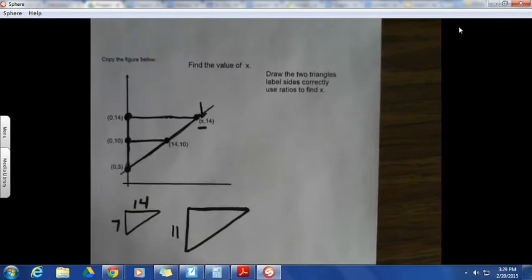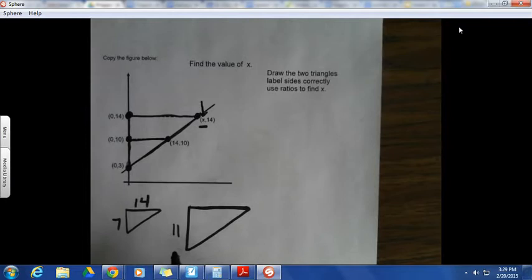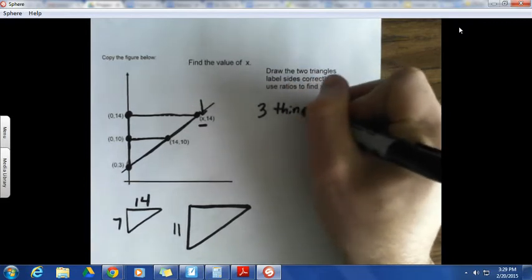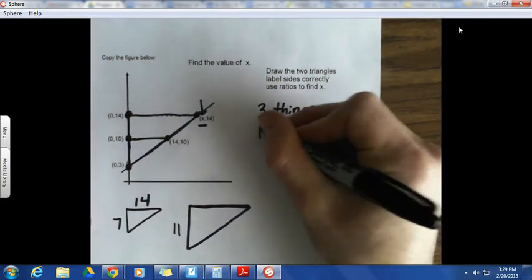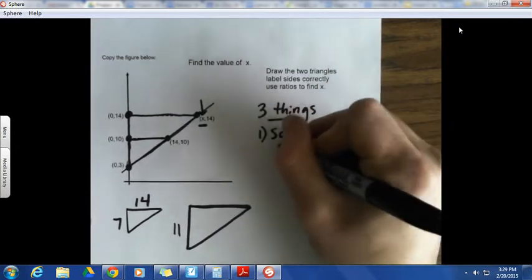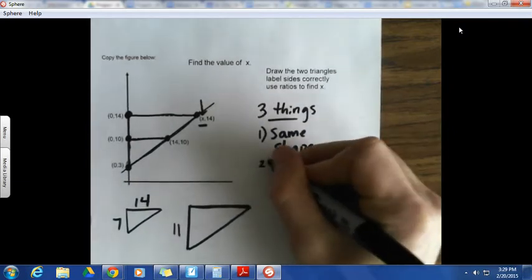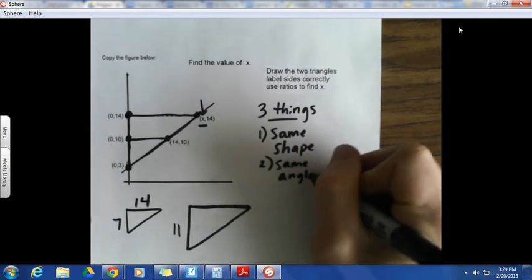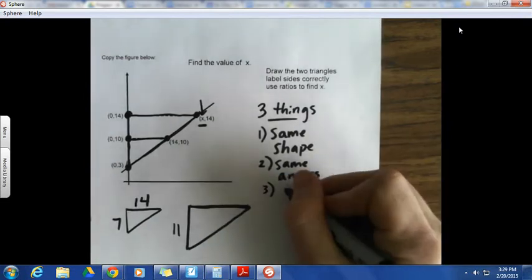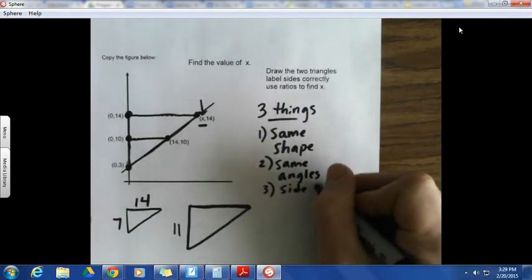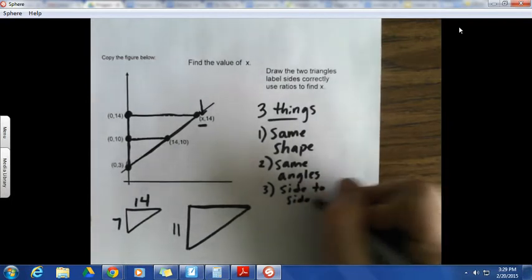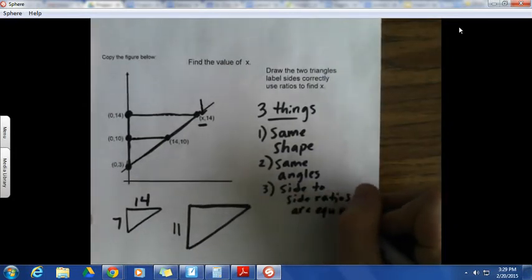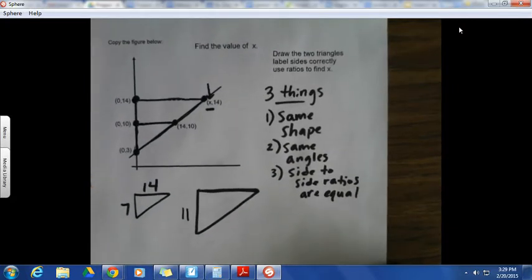Well, we use what we know about side-to-side ratios. These are similar figures, so we know three things about them. One, same shape, which these are. Two, same angles. And three, side-to-side ratios are equal.